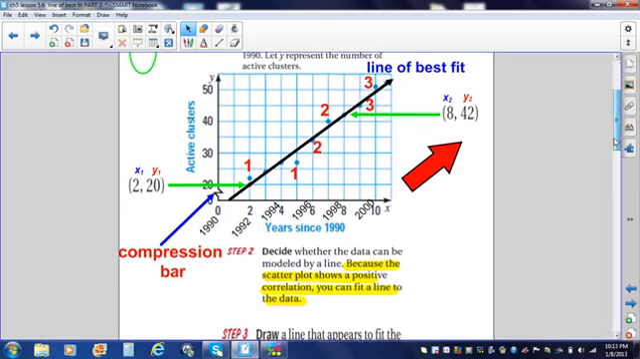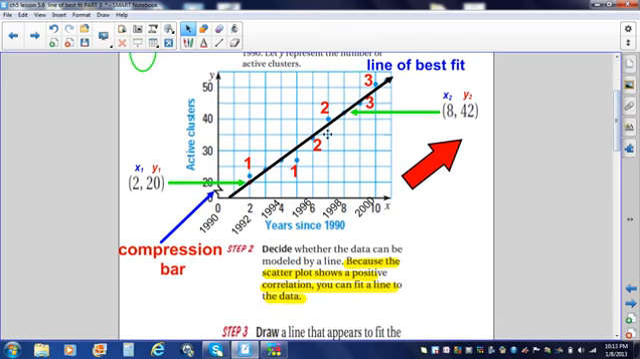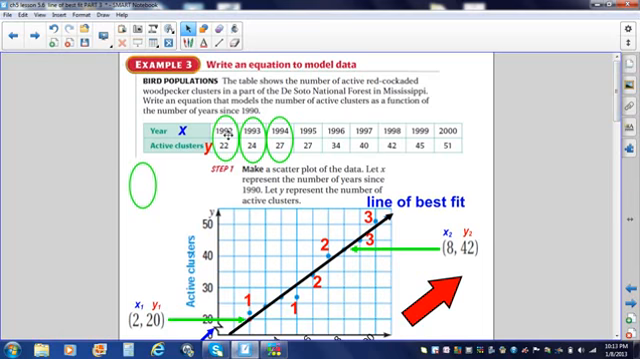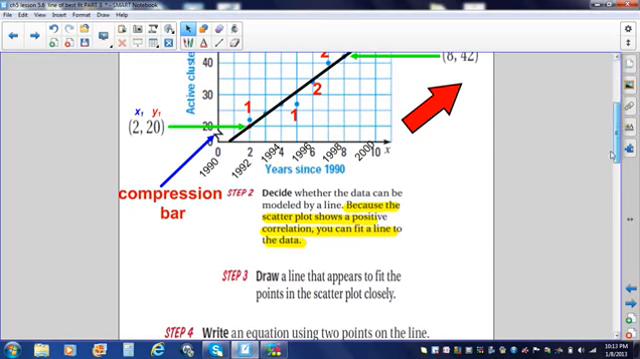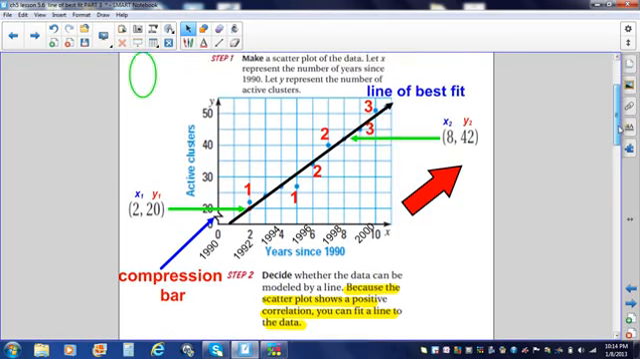Now, I don't like the way they drew this graph, and let me show you why. They put a 2 down here to represent the year 1992. So here it says year since 1990. This 2 is supposed to represent 1992. So I just went ahead and wrote that in there. The 0 represents 1990, 1994, 1996, 1998, and so on. You get the point. I think it's a little easier to read it that way.